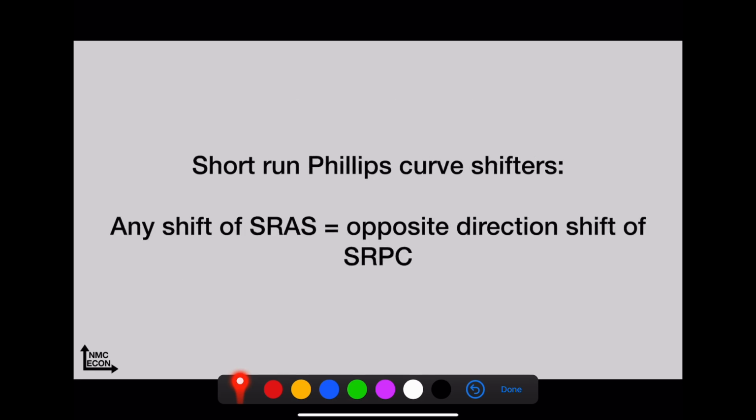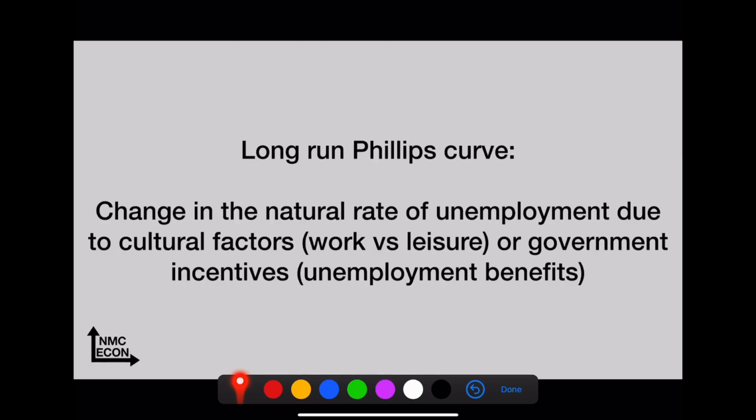Okay, short-run Phillips curve. Here's the trick. I love this trick. Any shift of the SRAS is going to shift the SRPC, but in the opposite direction. Inward SRAS, outward SRPC. Outward SRAS or positive shift, inward SRPC. Long-run Phillips curve. Remember, this intersects the x-axis at the natural rate of unemployment. This could change, though, due to stuff like cultural factors. This is maybe a preference for work or leisure, or any government incentive change, maybe more unemployment benefits or a longer period of those benefits.